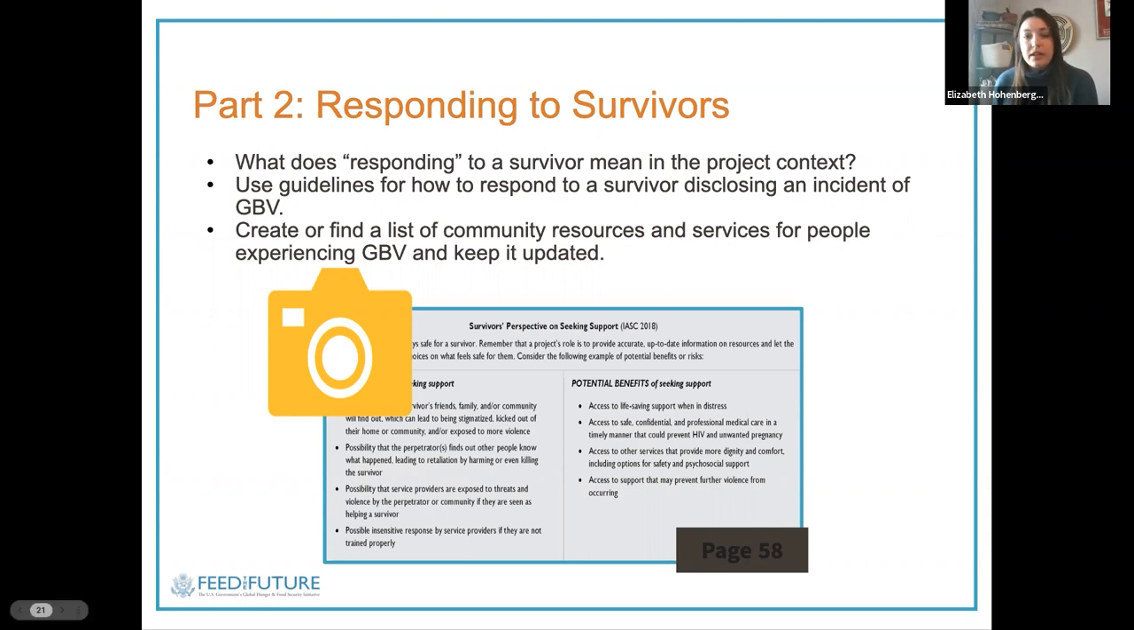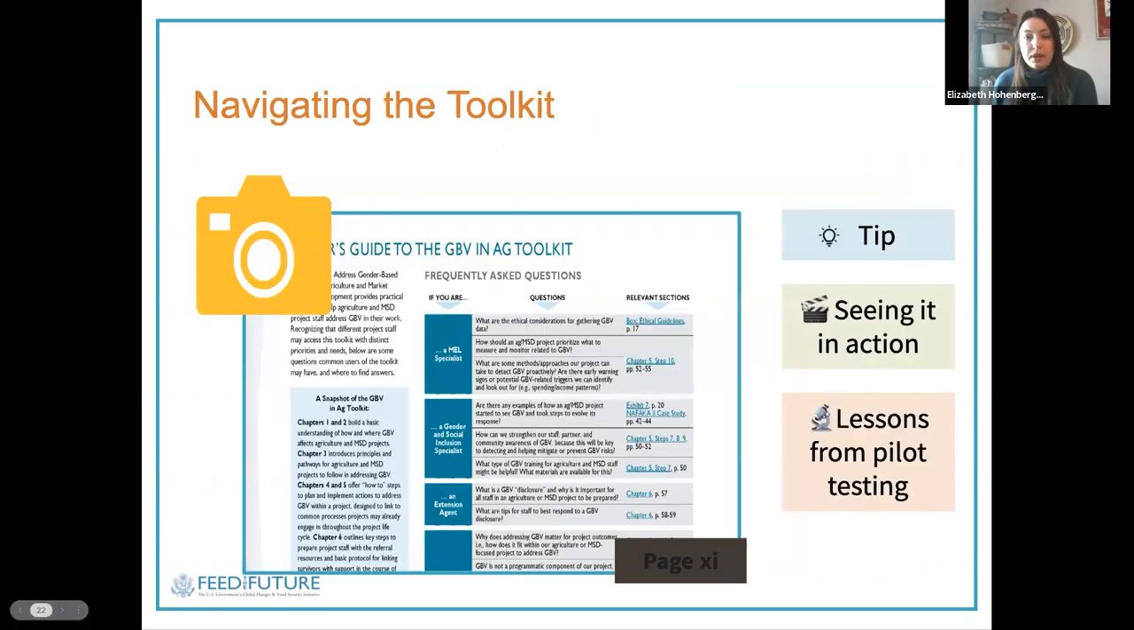I also want to quickly highlight a few supporting components of the toolkit. The document starts with a user's guide to indicate the different chapters or sections that might be most useful based on your role within a project. You'll also see a number of boxes throughout the toolkit that are color-coded, indicating tips when using or implementing the toolkit, case studies or project examples indicated by seeing it in action boxes, and lessons learned specifically from pilot testing.